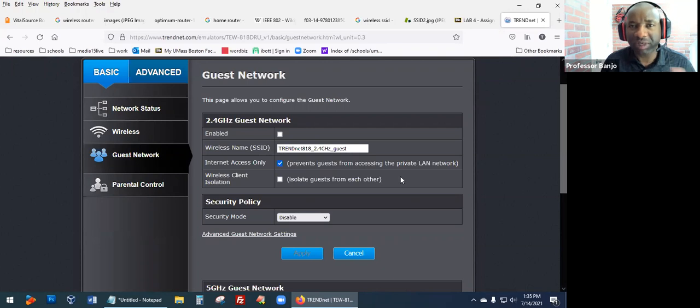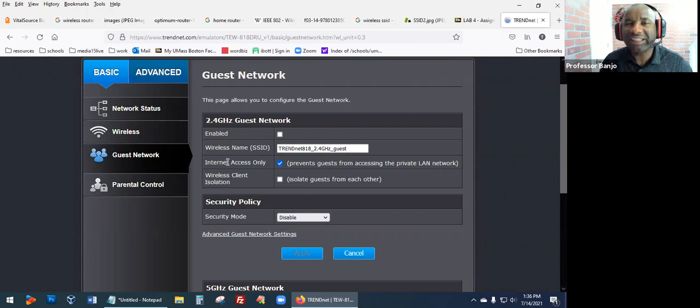Isolate guests from each other. When we check this box, what we're saying is, let's say we're all physically in the same classroom on wireless. If I check this box, that means I'm not able to get into Sam's computer. Alex cannot get into Anu's computer. May cannot get into Anjuman's computer. Everyone is isolated from each other. That's what this checkbox is for, right? Isolate guests from each other.